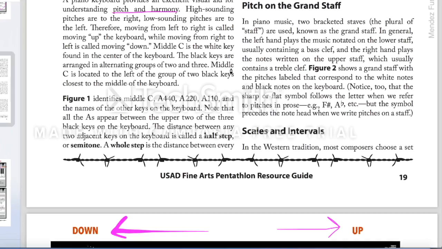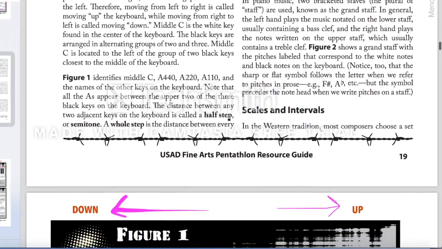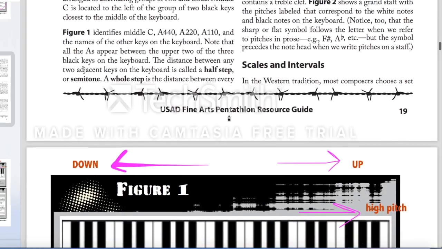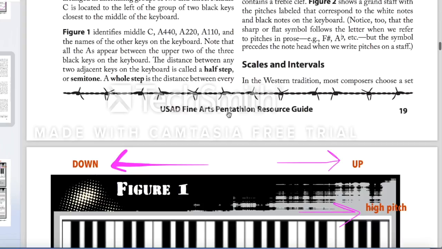Middle C is located to the left of the group of 2 black keys, closest to the middle of the keyboard. Figure 1 identifies middle C, A440, A220, A110, and the names of the other keys on the keyboard. Note that all the A's appear between the upper 2 of the 3 black keys on the keyboard. The distance between any 2 adjacent keys on a keyboard is called a half step or a semitone.